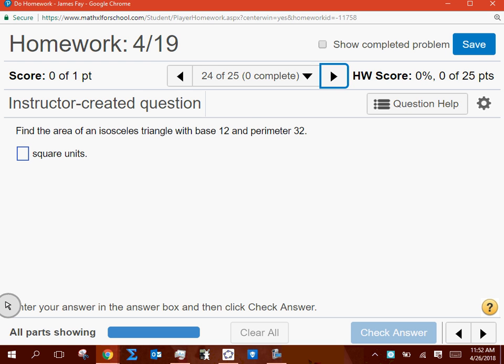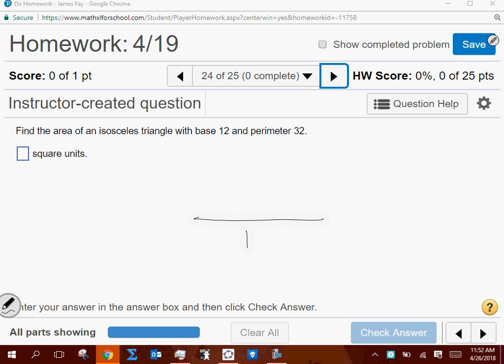Isosceles triangle with a base of 12 and a perimeter of 32. So that means the side lengths have to be equal, because it's isosceles. If the base is 12, the other sides have got to be 10 and 10, right?